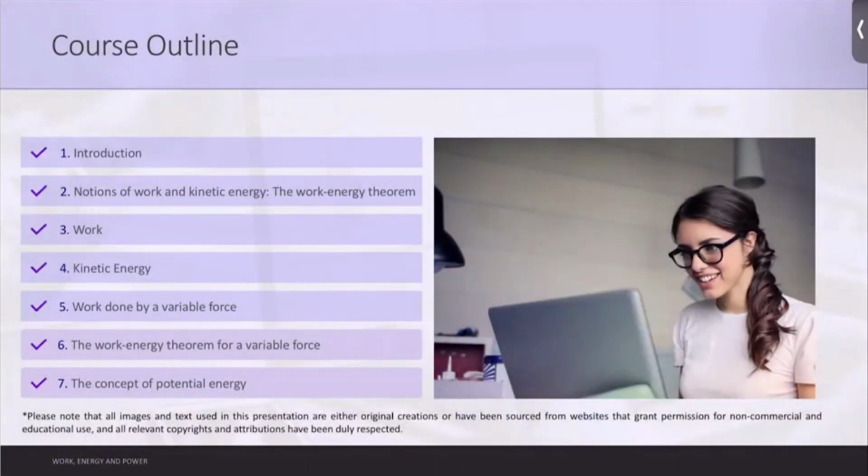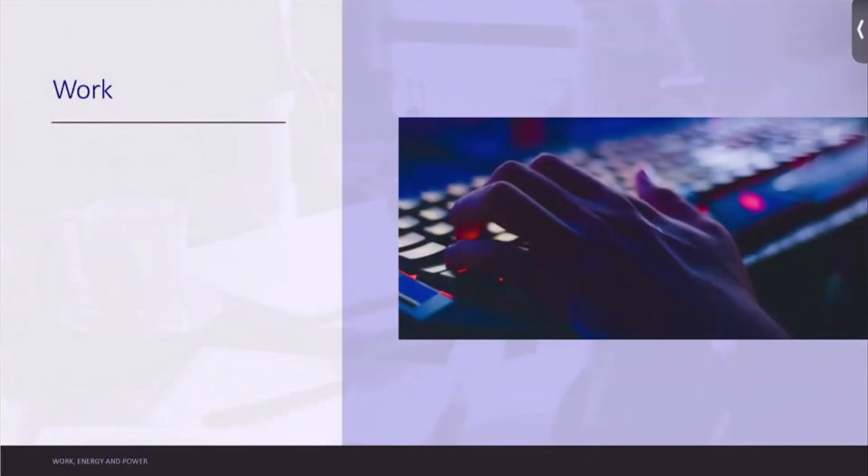So currently we are on the third topic, that is work. Before that, we have completed the first two topics, that is the introduction and the notions of work and kinetic energy, the work energy theorem. So before moving forward today, let me just iterate a quick revision of the topics which we have understood, and then we can move forward with the present discussion.